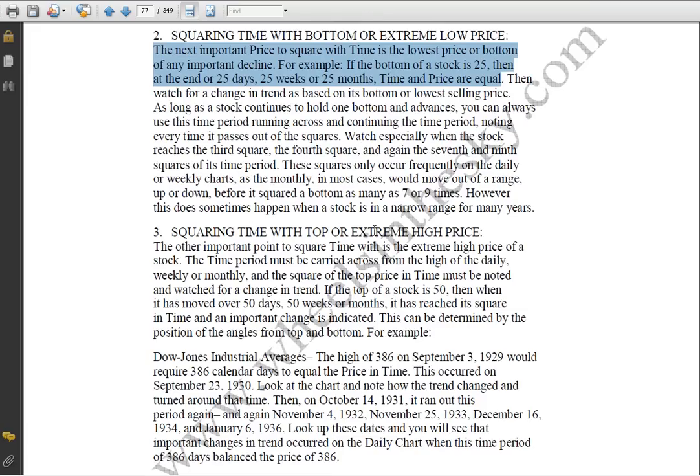Squaring time with top or extreme high price. Okay. If the top of a stock is 50, then it has moved over 50 days, 50 weeks, or 50 months. It has reached the square in time, and an important change is indicated. Here's the deal. You have to understand the cycles. Okay? Without the cycles, you can throw this right out the window.